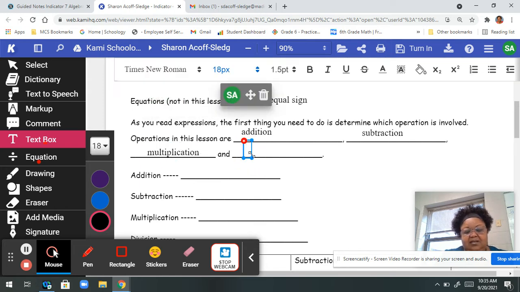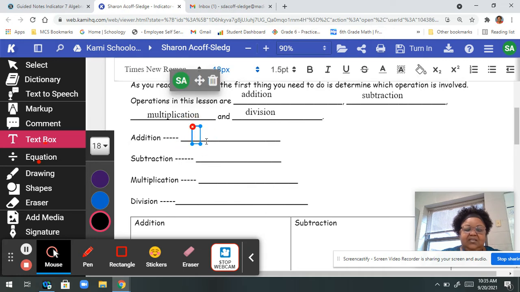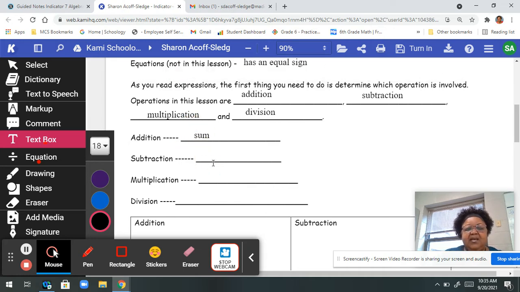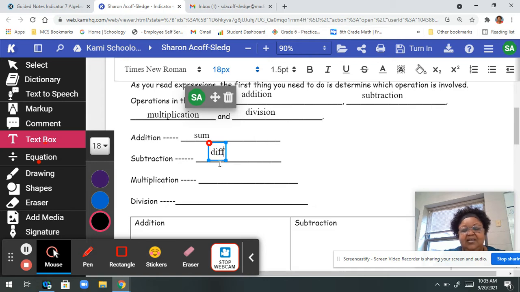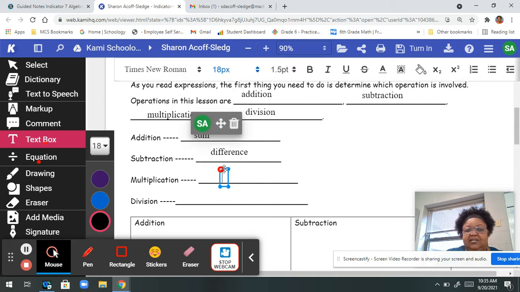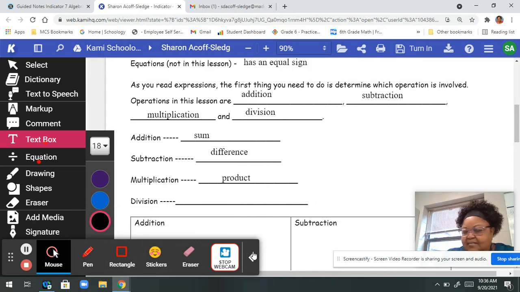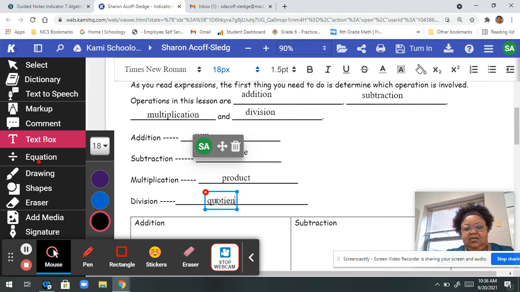Now, when we do addition, our answer, we always call that a sum. Subtraction, the answer that we get when we do subtraction, is called the difference. And for multiplication, take a moment to think about it, it's product. For division, our answer is quotient.